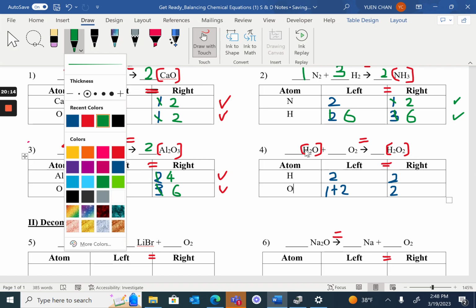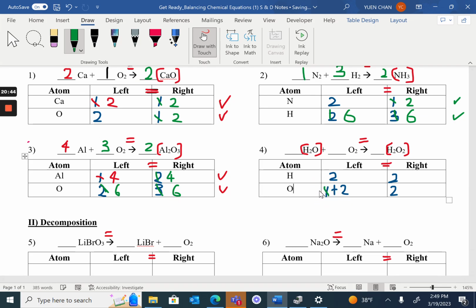Okay. So now you can see hydrogen looks happy, but oxygen is not happy. Something you want to remember: O2 is a diatomic element. So diatomic elements want to have an even number. They don't want to have an odd number, right? So oxygen does not want to have an odd number. So I need to change the odd number to be even. So the best thing to do is change the left-hand side oxygen from odd to be even.